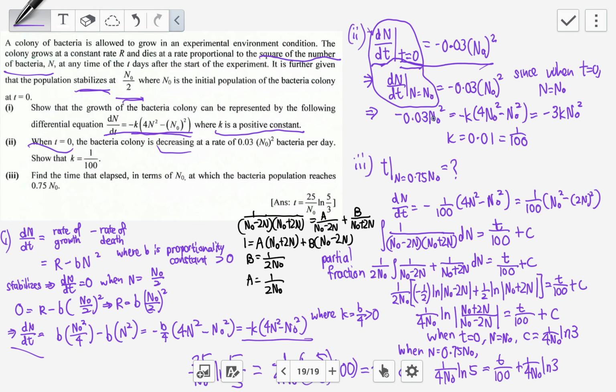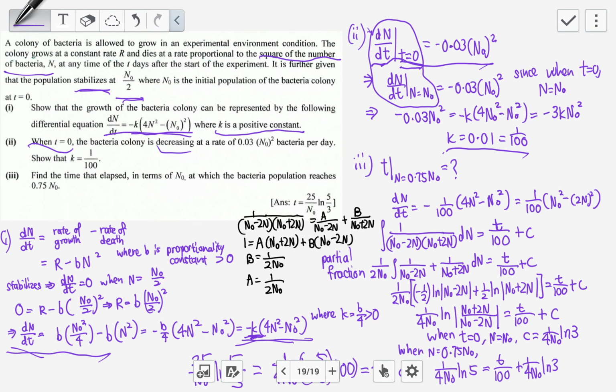Right? Then I will be able to solve for my k. The purpose of this is to solve for my k, the proportionality constant here. Since dN/dt when N equals N0 is minus 0.03 N0 squared, I substitute back into this equation here. So it's minus 0.03 N0 squared equals minus k when N equals N0.